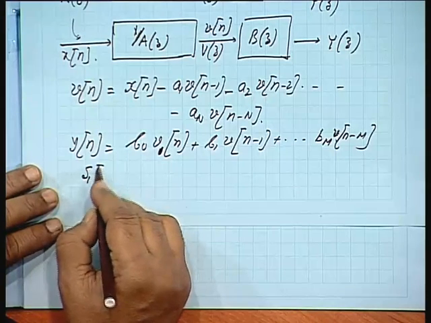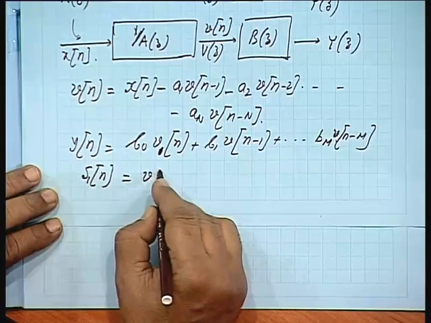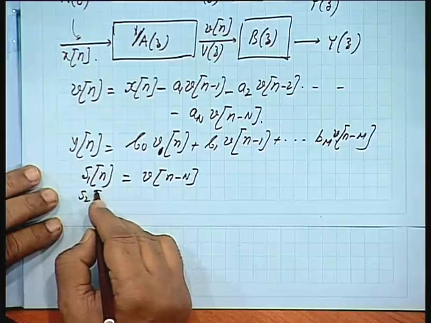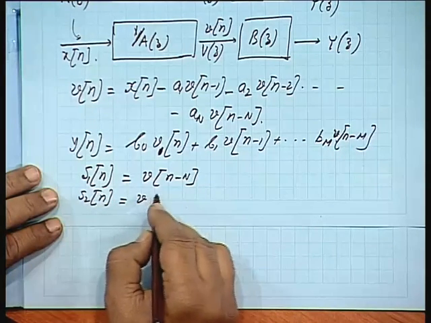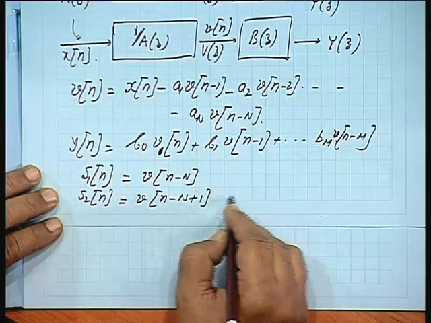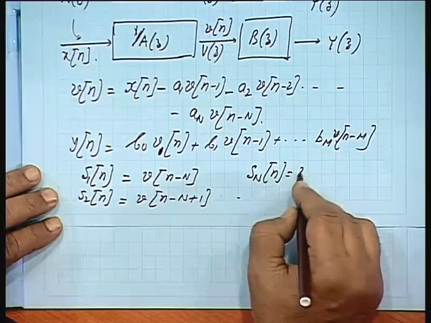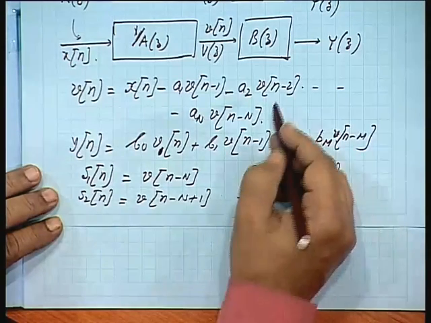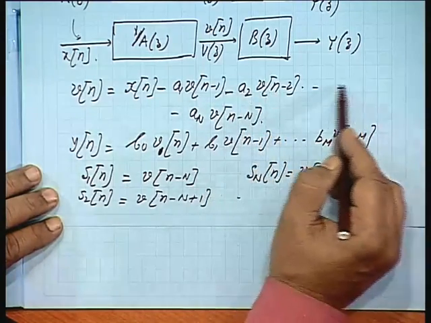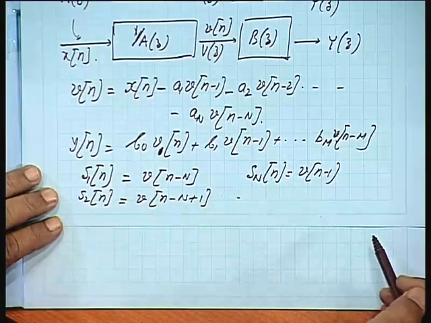write S 1 n. We choose some variables S 1 n as v n minus N, S 2 n as v one step earlier, n minus N plus 1 and so on. S N n as v n minus 1. We start from the other end. This is S 1 n, this is S 2 n and so on, okay. S 3 n, S 4 n like that, and end up here as S N n. Okay.